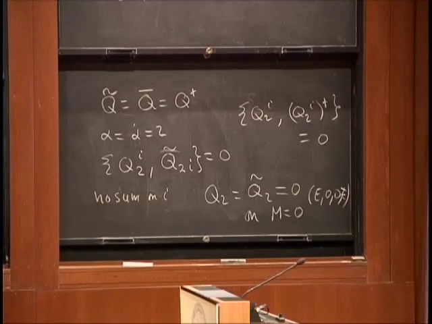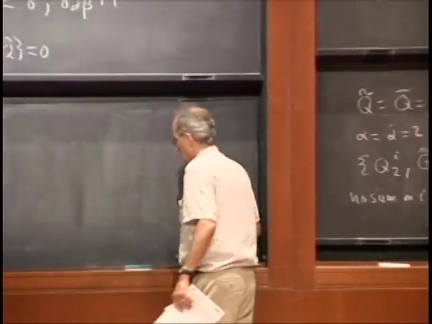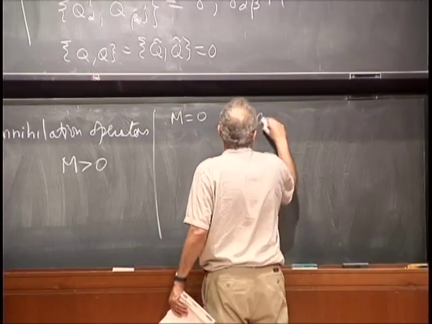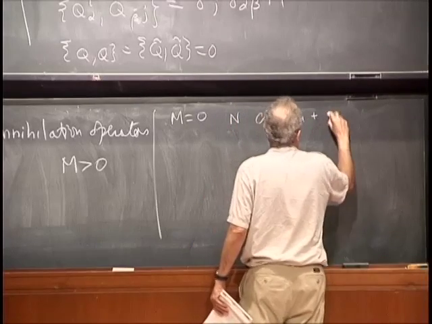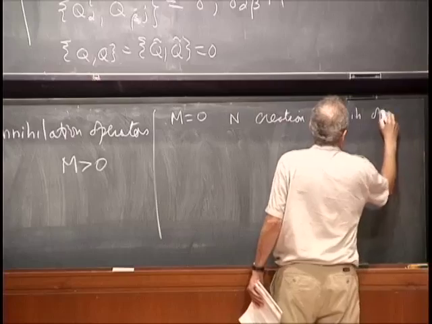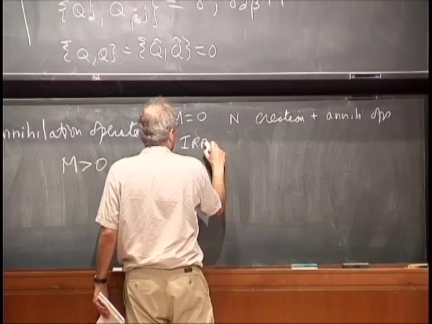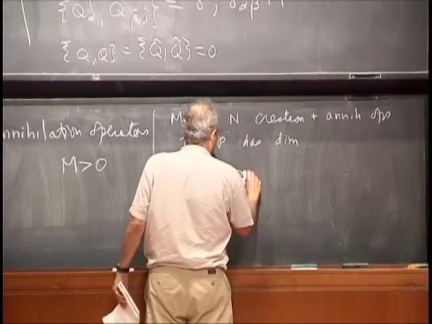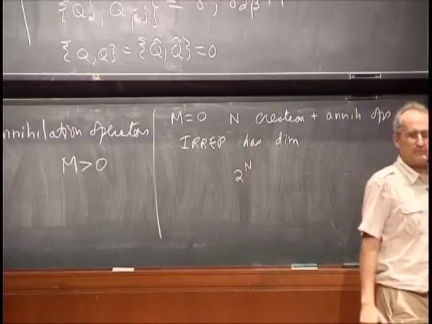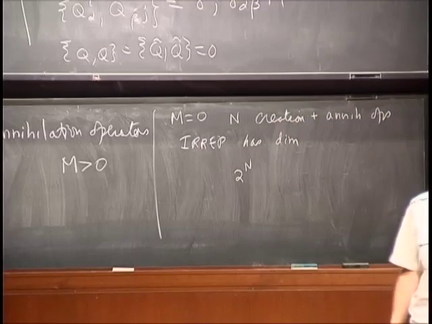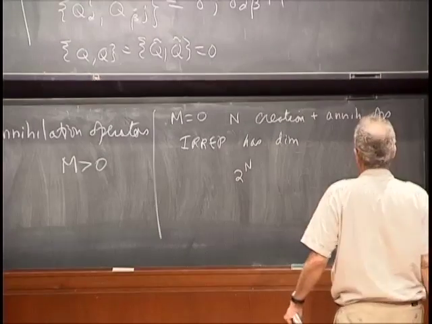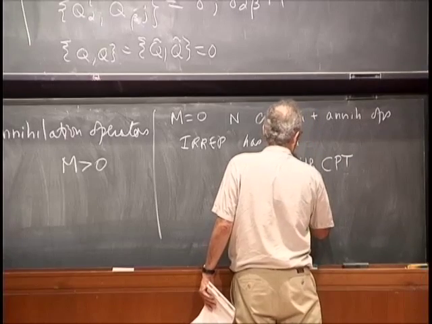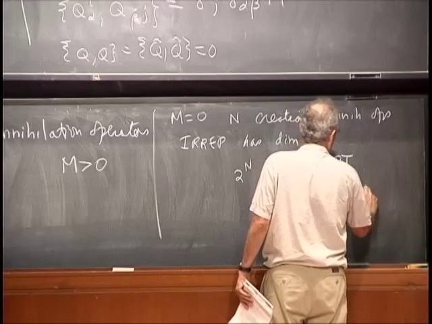Instead of 2n, so this was for positive mass, but for 0 mass, we get n creation and annihilation operators. So in this case, an irreducible representation has dimension 2 to the n. That's an irreducible representation of supersymmetry. But as I'll explain, with CPT, sometimes 2 times 2 to the n.